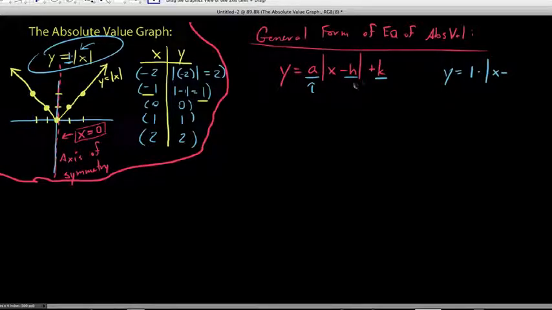Now I do want to put in an h value, and you'll notice in the very first graph over here we said absolute value of x. There was no number in here with our x. So we're actually going to substitute 0, because that would be the same thing as y equals absolute value of x. There'd be nothing in here with our x. We write minus 0. Then we need a k value here. We say plus 0.